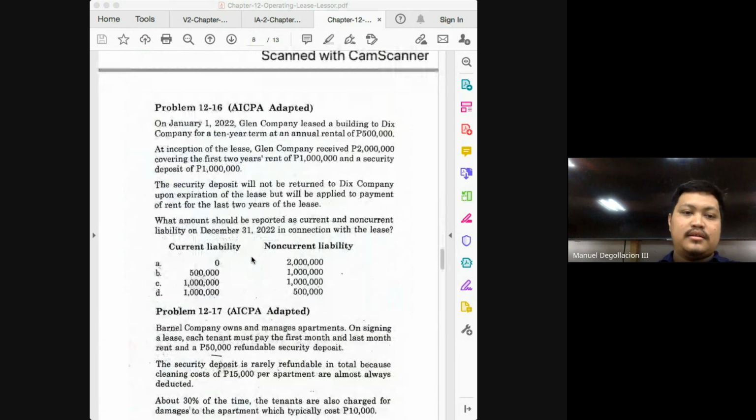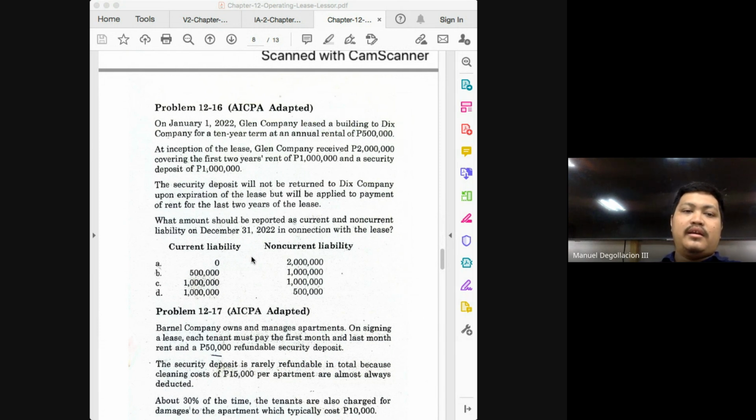Next, what amount should be reported as current and non-current liability on December 31, 2022? If it's a lessor, the likely source of liability here would be your advance payments and the refundable deposit. Let's check what's the scenario here.